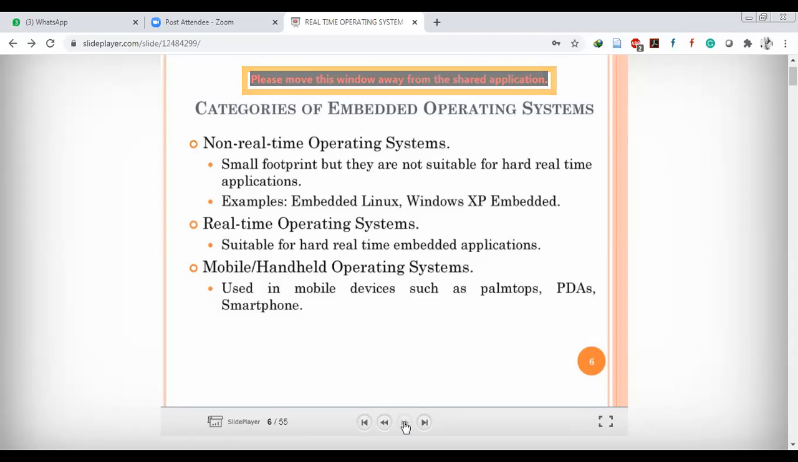And next one is the real-time operating system. The real-time operating system is strictly suitable for hard real-time embedded applications, where time is a major concern, with boundaries or deadlines. And the third one is the mobile or handheld OS. The mobile OS is somewhat different, used in mobile devices such as palmtops, PDAs, and smartphones. Of course, they come under soft real-time systems. Those are the categories of different embedded operating systems.